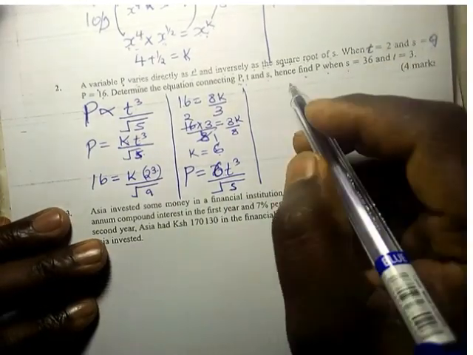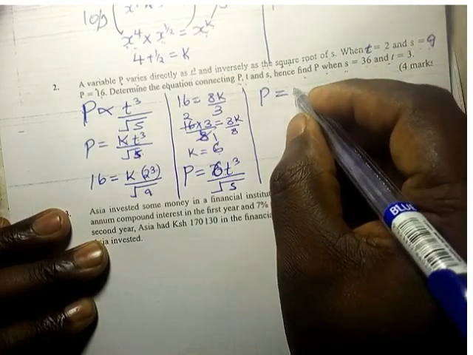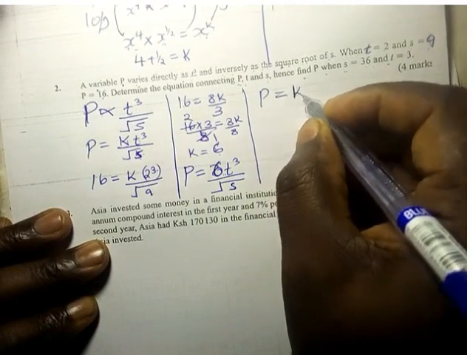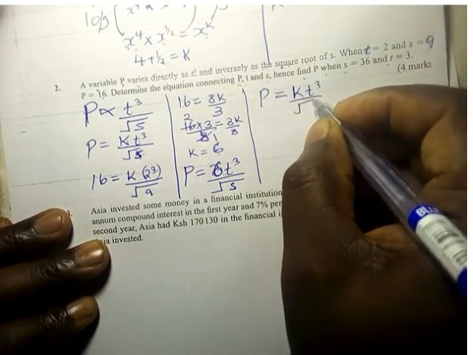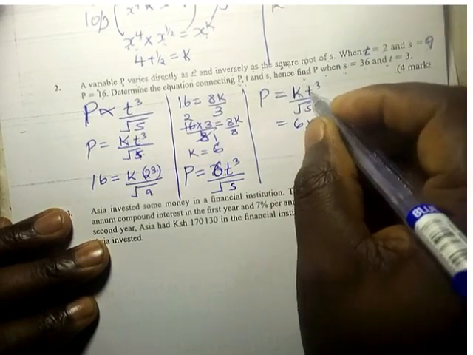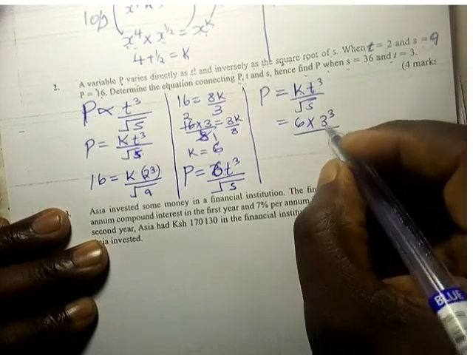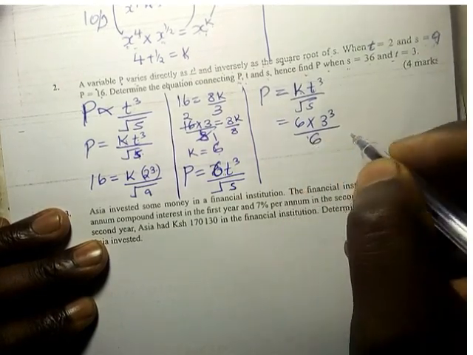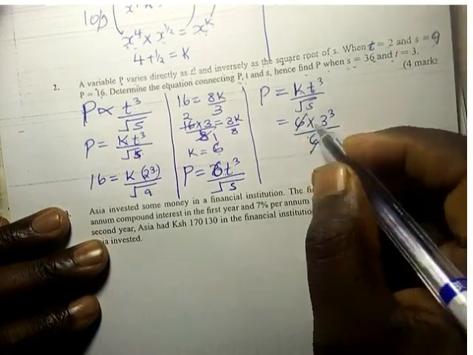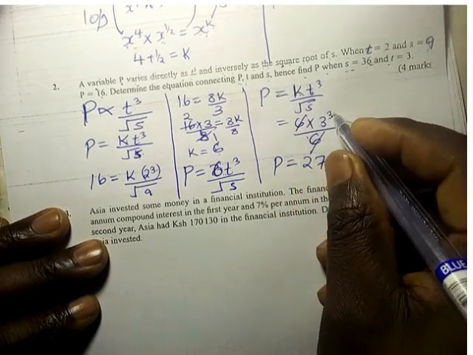Find p when s is 36 and t is 3. So we have p equals k t cubed divided by square root of s. Now we substitute k: we have 6 times 3 cubed divided by square root of 36, which is 6. Square root of 36 is 6. So 6 and 6 go, so it means p will be 27. 3 cubed is 27.